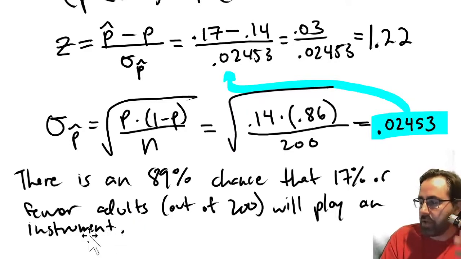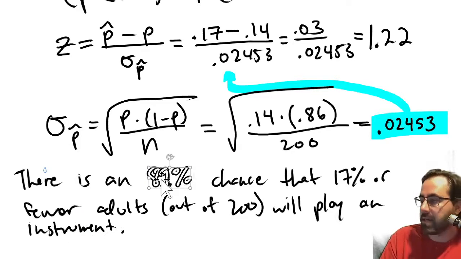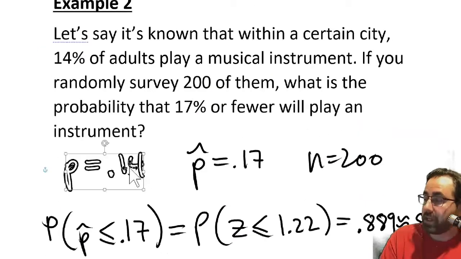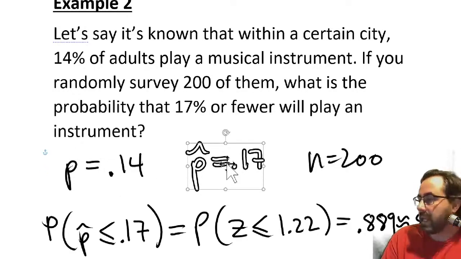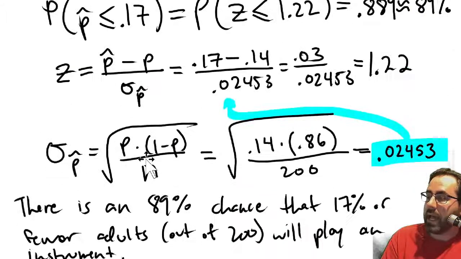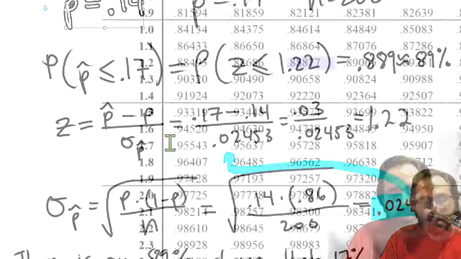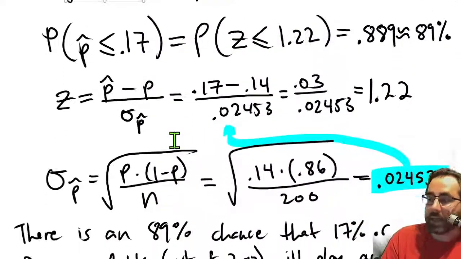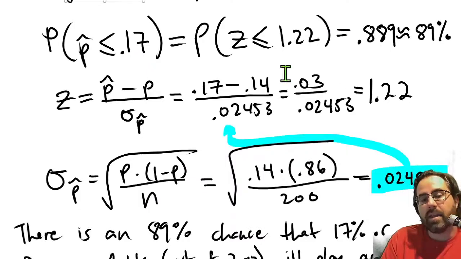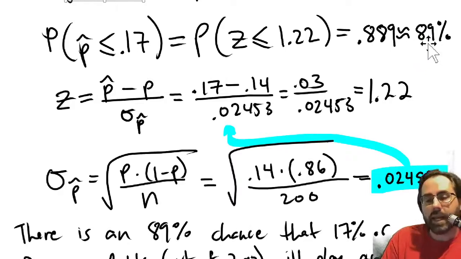So what's the chance that you take 200 adults and 17% of them or fewer will play an instrument? Well, that's likely to happen. 89% of the time, you're going to get 17% or fewer. Why is this percentage so high from a common sense understanding? Because on average, the average sample is going to have 14%. On average, we would expect 14% of the people to play an instrument. So what's the chance that 17% or fewer play? Well, that's likely to happen because you're usually going to get about 14%. And doing our calculations, using z-scores and our standard normal table, this wonderful thing, we can calculate that the z-score is 1.22 and the probability of being at that z-score or lower is 89%.